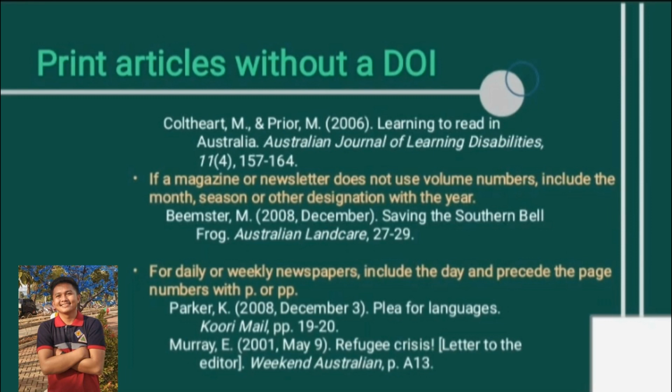If a magazine or a newsletter does not use volume numbers, include the month, season, or other designation with the year. So if we have a volume, so i-include nato ang state that include ang month, season, or the other designation with the year. So based on our example, Bimster, M. 2008, December. Saving the Southern Bullfrog. Australian Landcare, page 27 to 29.